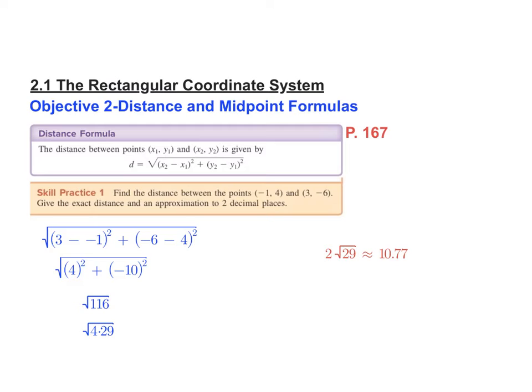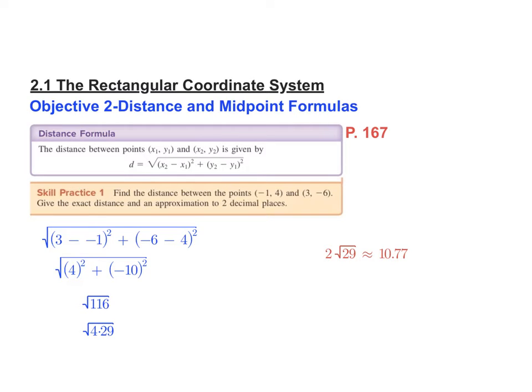Which one do you want? Well, in this particular problem it says both. Give exact and approximate. So for now we want both, and that's one of the reasons I went over this, is because your homework is going to ask for both. Okay? Any questions on distance formula?